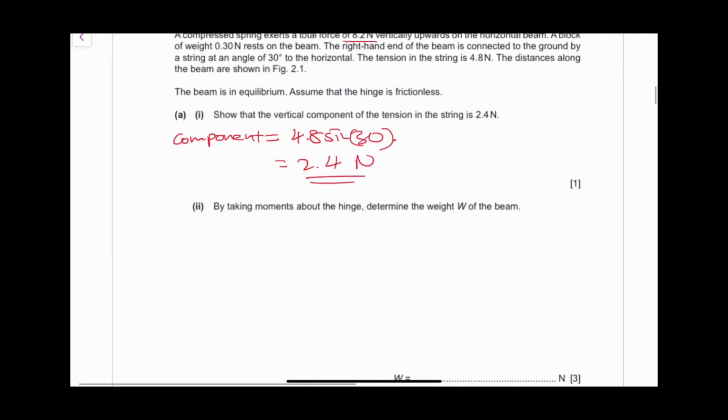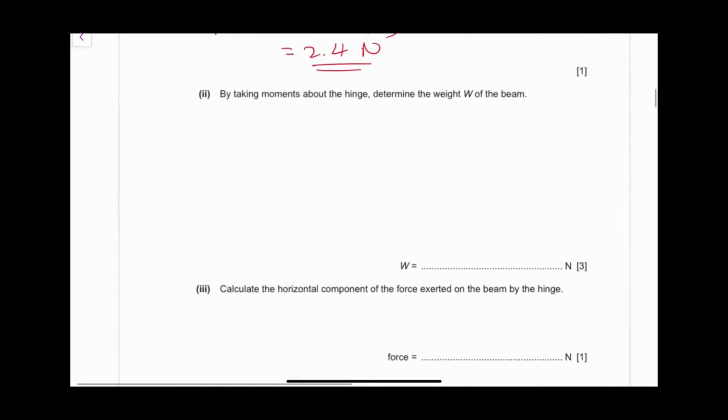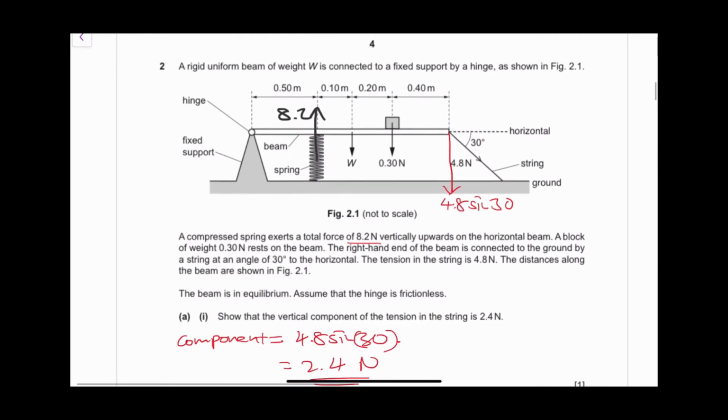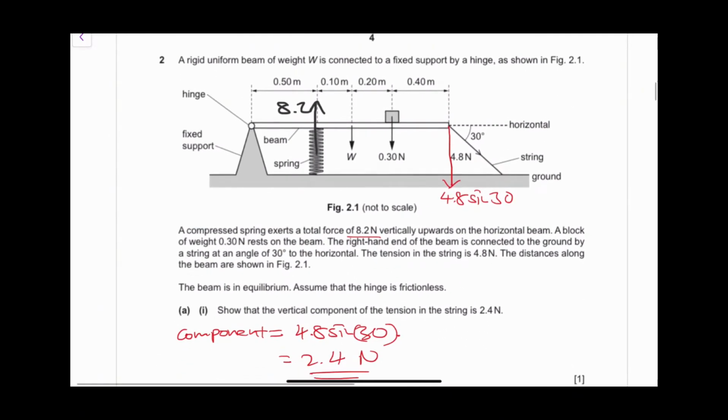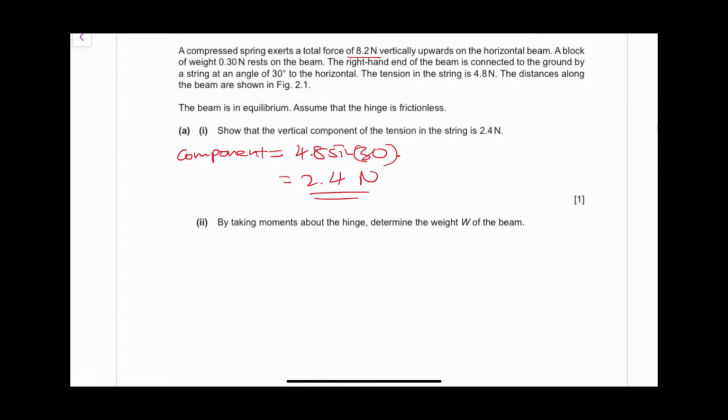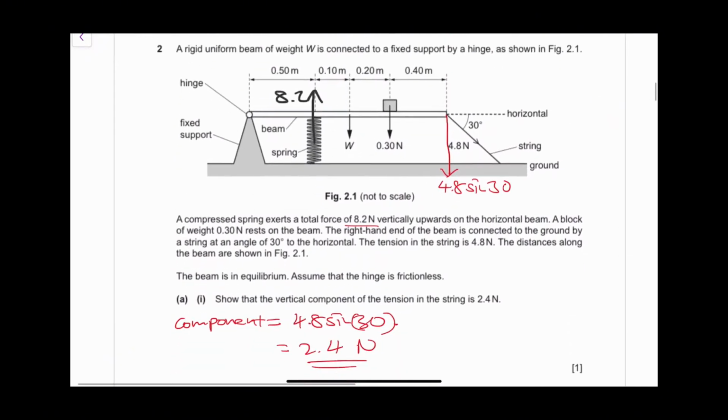By taking moments about the hinge, determine the weight W of the beam, the weight W of the beam itself. The principle of moments states that the summation of the clockwise moments will be equivalent to the summation of the anti-clockwise moments. So if a beam is moving in a clockwise direction, those forces will be equivalent to the summation of the moments in the anti-clockwise direction. Those two moments should be equal. The clockwise moment is all the moments moving in that direction, like a watch, as you can see on the screen.